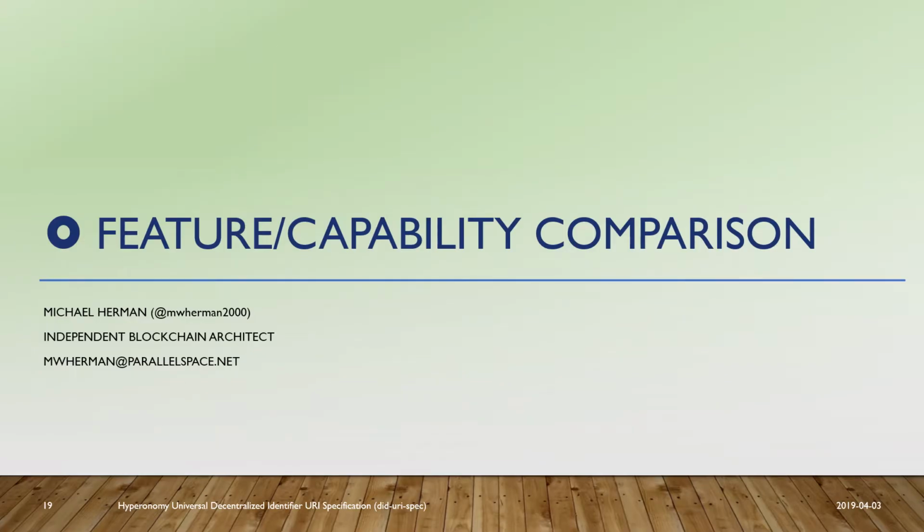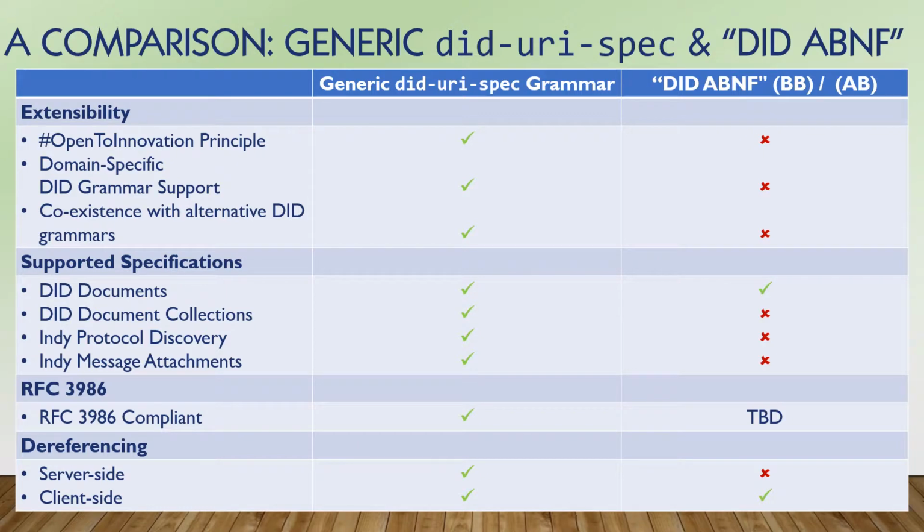So let's look at a small table, kind of a feature capability comparison of the two grammars. The comparisons are broken into 4 high-level categories: extensibility, supported specifications, RFC 3986 compliancy, and then how is dereferencing performed.